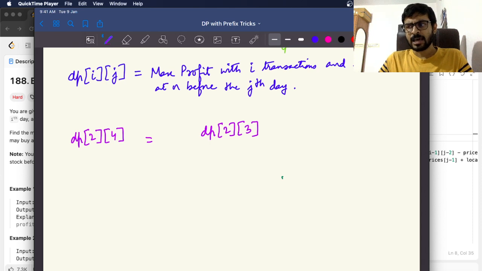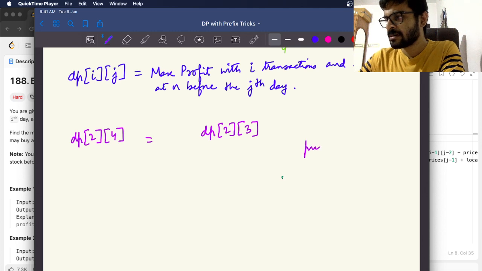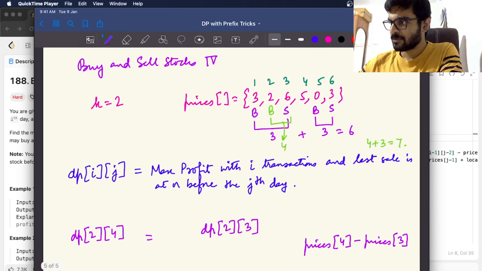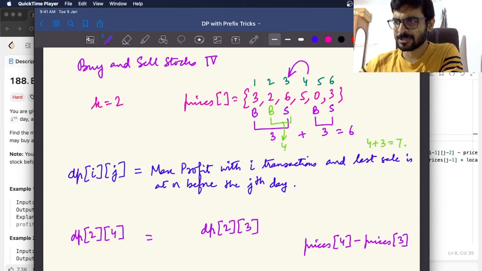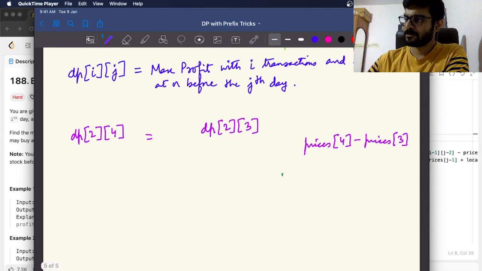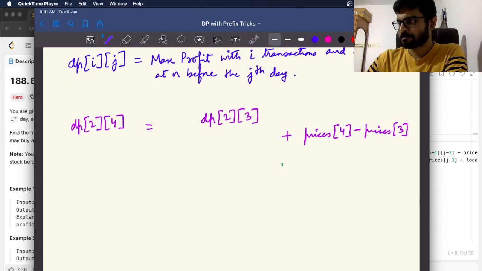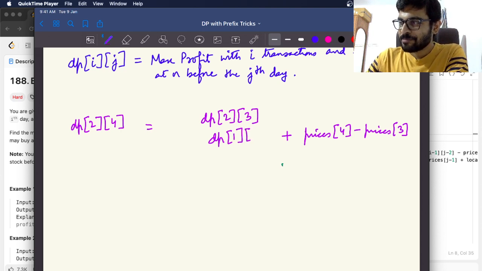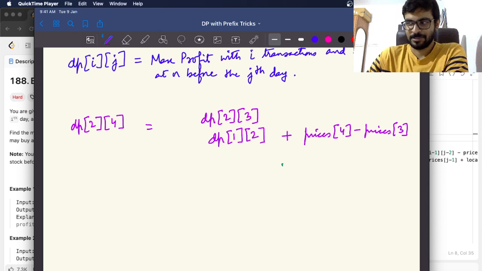What next? Let's say I buy on the 3rd day and I sell on the 4th day. So you buy on the 3rd day and you sell on the 4th day. So over here it will basically be prices 4 minus prices 3, plus DP of what was the best before this day. You bought on the 3rd day. What is the best before this 3rd day? That is, with one transaction up to the 2nd day, what is the best you got? This is the best you got.